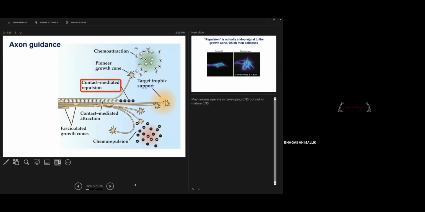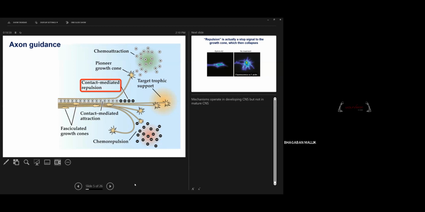So that is what I talked about, contact mediated attraction, because you have an axon that can directly contact another axon, or it can contact the substrate that you have in the lab. Then we'll continue to talk about other examples, like contact mediated repulsion.